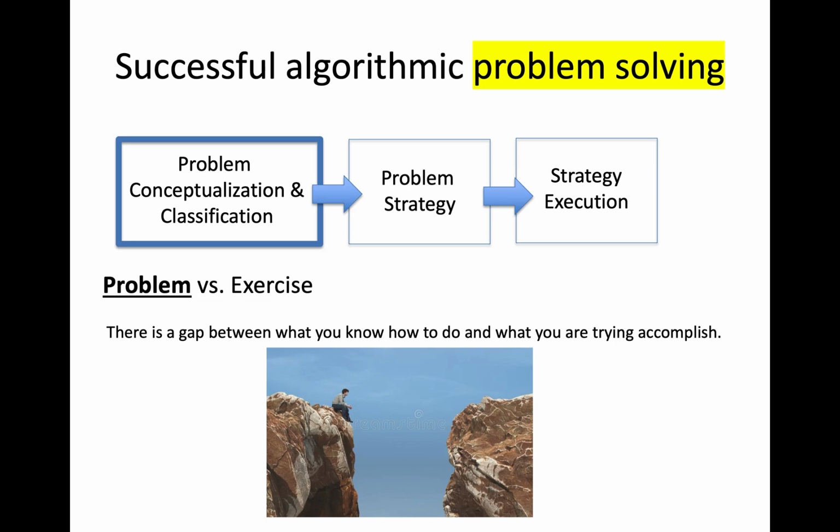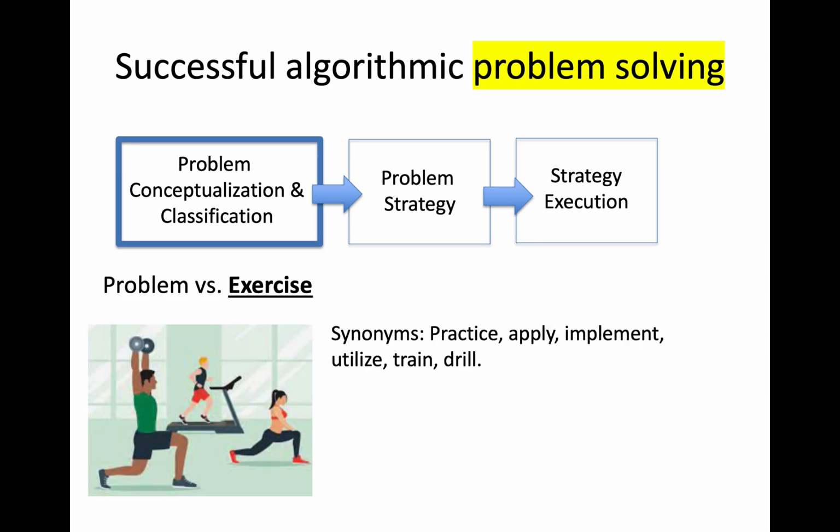Now, I mentioned this term problem solving. Some in the field of chemical education and science education research would say, let's be careful with how we use that phrase. What really is a problem? And how is a problem different than an exercise? With a problem, there's a gap between what you know how to do and what you're trying to accomplish. An exercise, in contrast, has synonyms such as practice, apply, implement, utilize, train, drill. All of those are ones where you're not trying to generate a new plan for something that's novel. You already know how to do it, and you're being asked to practice, apply, train, drill, and utilize it.